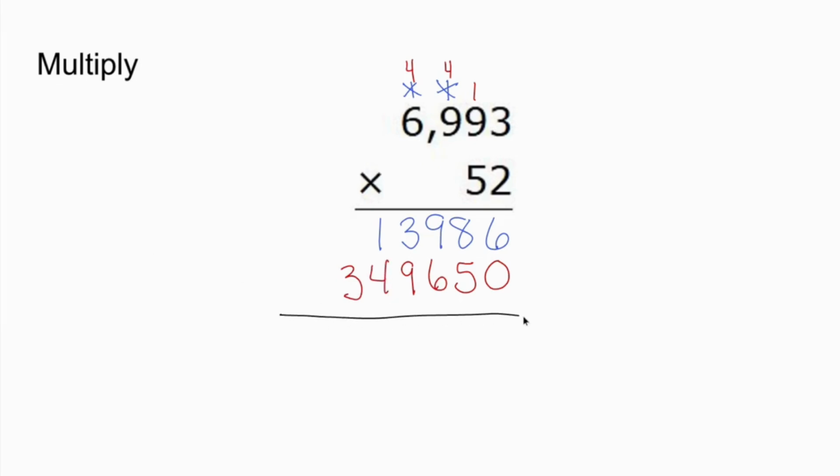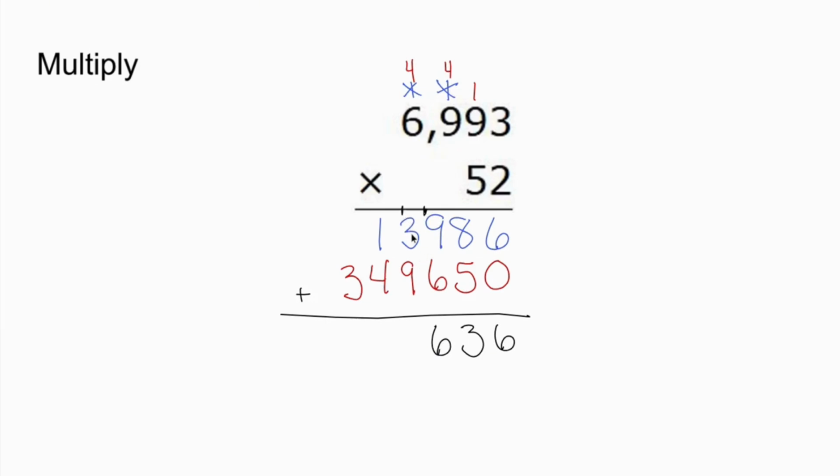Now we add these two numbers together. 6 plus 0 is 6. 8 plus 5 is 13. Write out a 3, carry the 1. 1 plus 9 is 10. 10 plus 6 is 16. So write out your 6, carry over the 1.